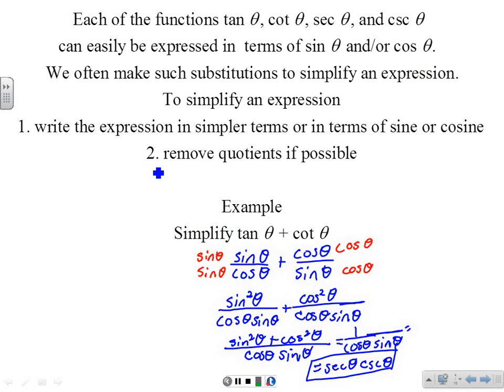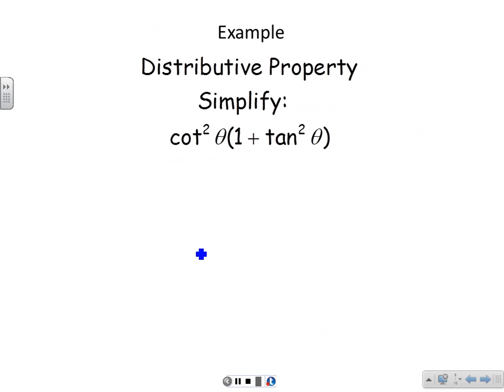So what I did is I said 1 over cosine theta times 1 over sine theta. And you have to agree with me that 1 over cosine times 1 over sine is going to give me this here. But 1 over cosine theta will go to secant, and 1 over sine theta will go to cosecant. Okay, so let's look at this one.